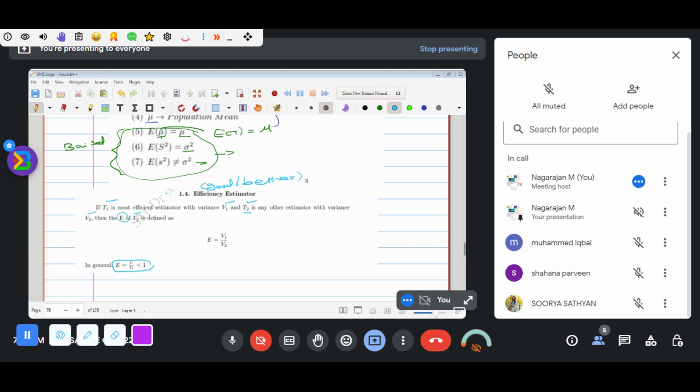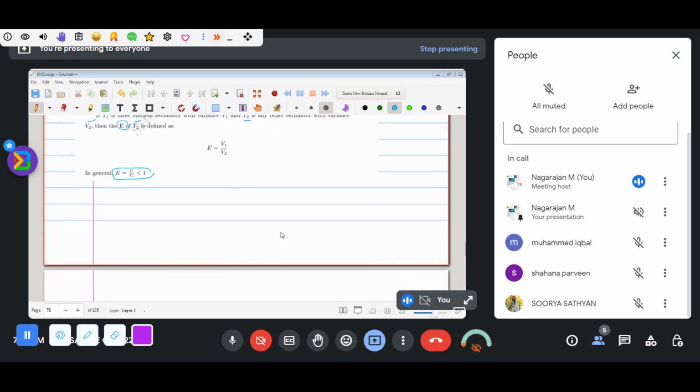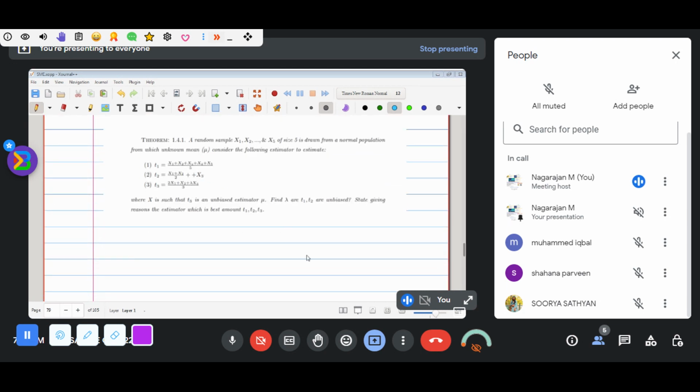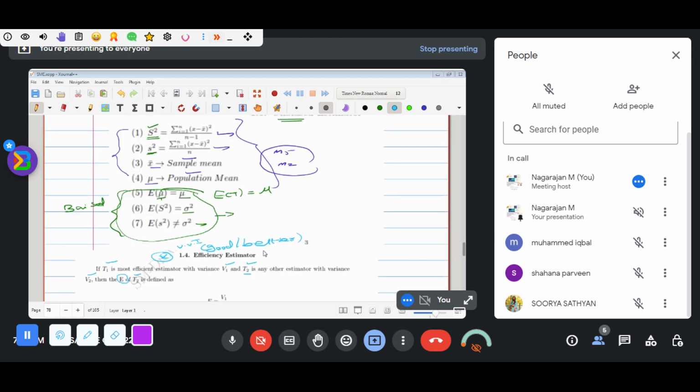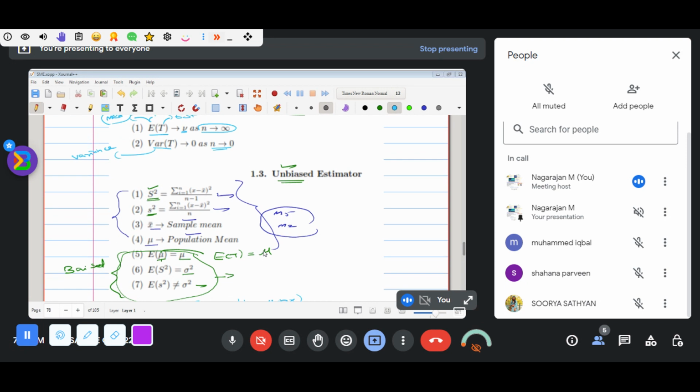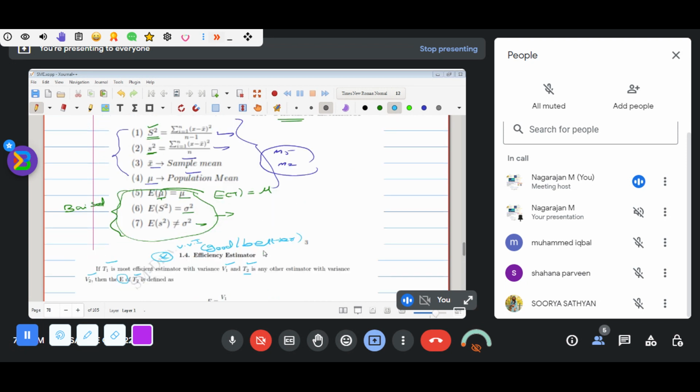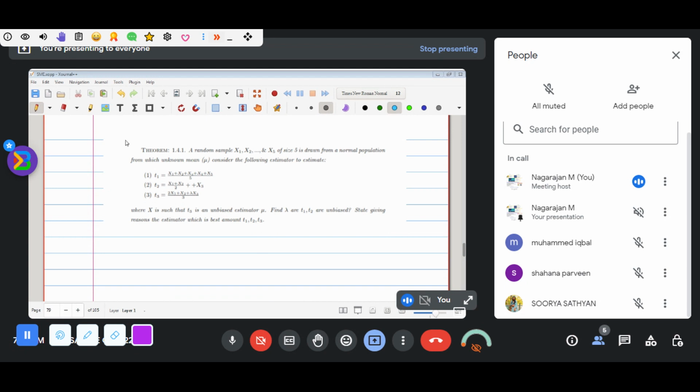Based on this one problem or theory, it is very important: a 13 mark or 8 mark or 12 mark or 7 mark question. Based on these two definitions, efficient estimator and unbiased estimator, this question is very important and comes many times in your question paper, maybe as an 8 mark, 7.5 mark, 13 mark or 16 mark question.